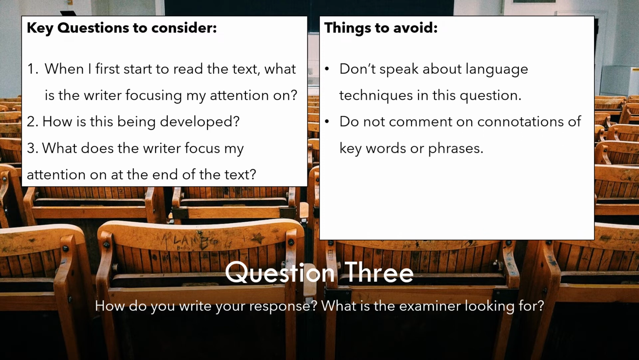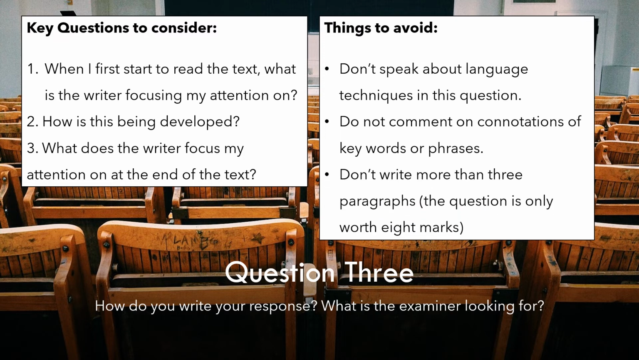Next one, as I just said, don't comment on connotations of a keyword or phrase. And don't write more than 3 paragraphs. The question's only worth 8 marks, so in the exam you should aim to spend about 10 minutes on this question. If you spend any more than 10 minutes on this question, then it means you're not really giving enough time to the other areas of the exam that really require more attention because they're worth greater marks than question 3.